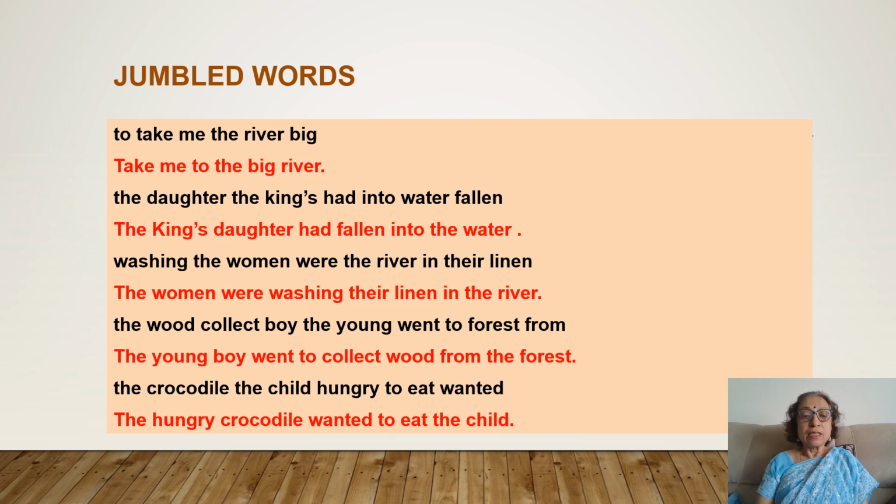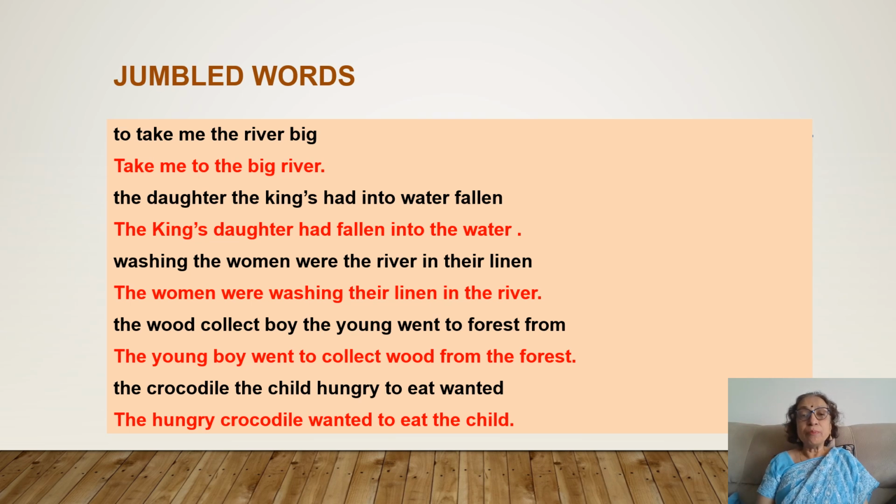Next one is the wood collect boy, the young, went to forest from. The correct one is the young boy went to collect wood from the forest. Now the last of them is the crocodile, the child hungry to eat wanted. Now you have here the hungry crocodile wanted to eat the child. This is how jumbled words work.